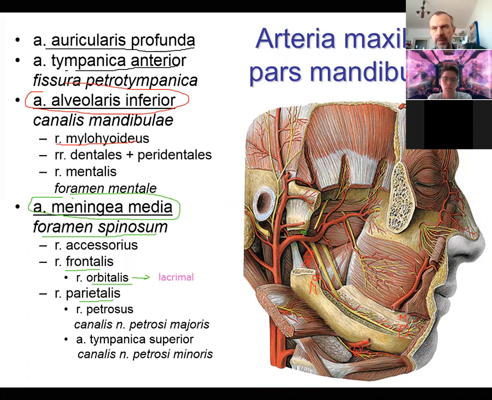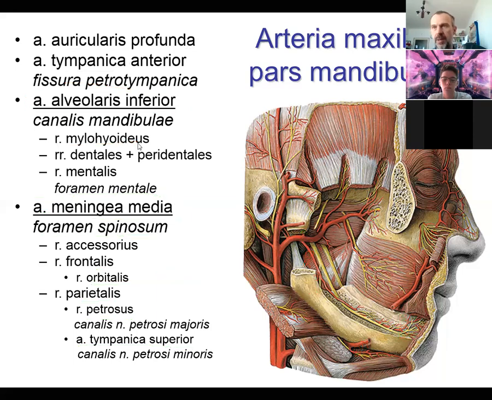The posterior, the parietal branch, gives two branches. One is superior tympanic, which comes from above, together with the lesser petrosal nerve, and supplies the tegmental wall. And next to it is a petrous branch. And as you can see, the superior tympanic and the petrous branch enter the canals which are lying on the superior surface of the petrous part of temporal bone, where we have two petrosal nerves, the greater medially and the lesser laterally. And there are two branches entering each of these canals. So that's the middle meningeal artery.